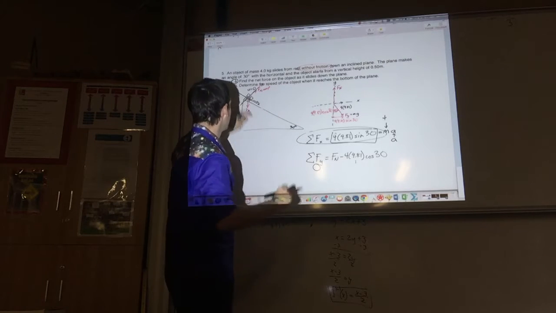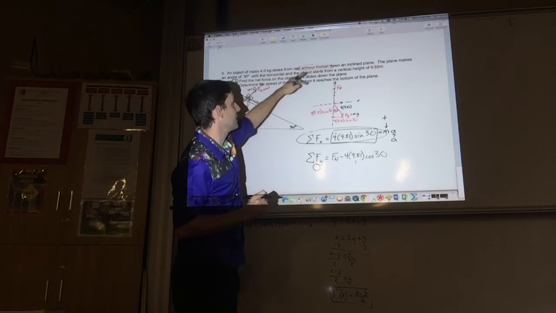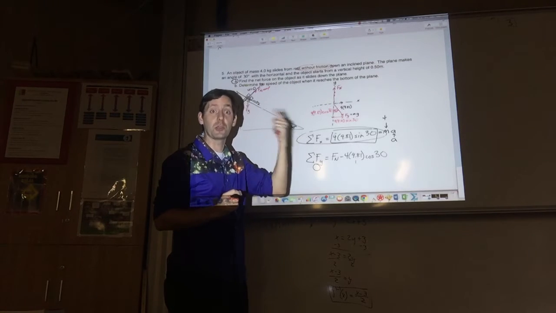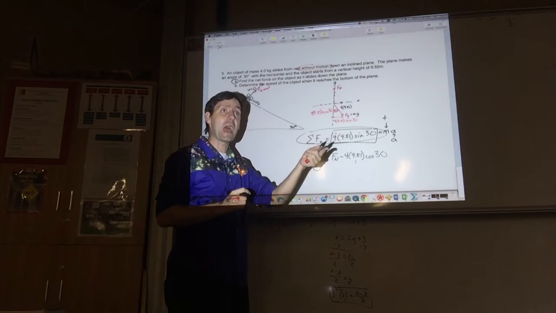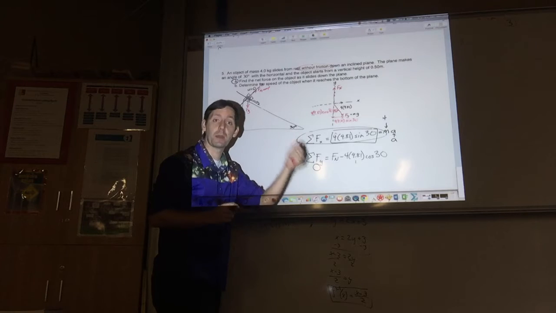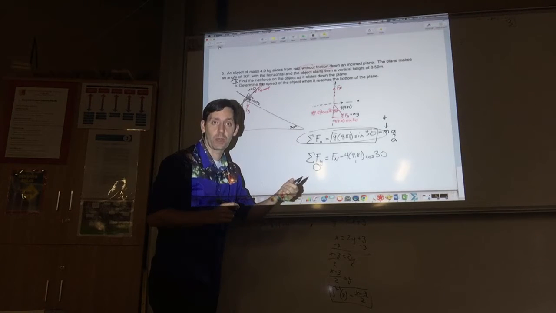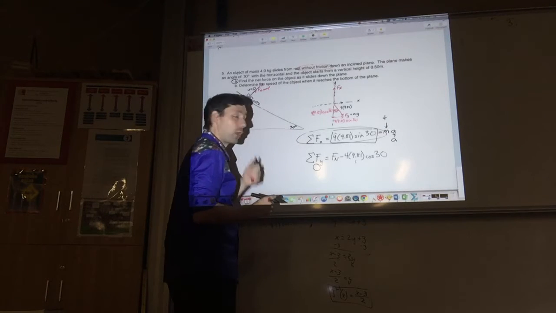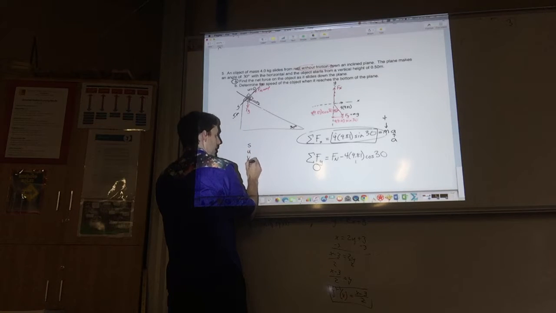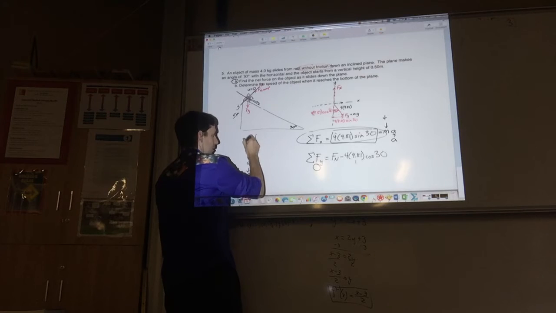Okay? Now, moving on to part B. Part B says determine the speed of the object when it reaches the bottom of the plane. So now we're talking about speed. This should start to make you think speed, velocity. Oh, now I've got something where I've got to be using kinematics. I should be thinking about my SUVAT kinematics equations, right? So, therefore, I'm going to list down the information that I have. S, U, V, A, T.